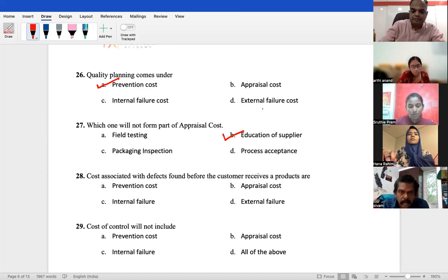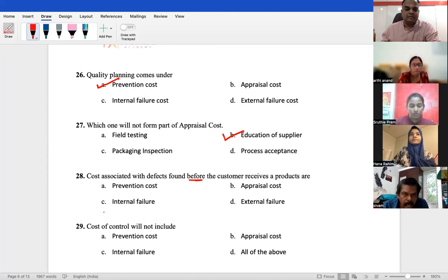Cost associated with defects found before the customer receives the products are option A, prevention cost, B, appraisal cost, C, internal failure, D, external failure. Before the customer receives it means internal failure. After it reaches the customer means external failure.